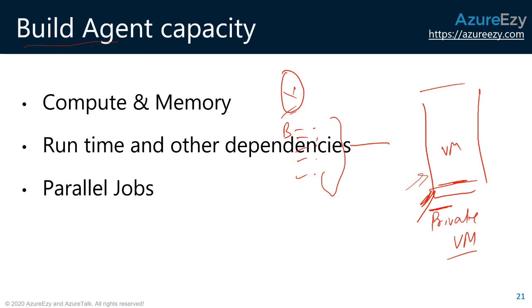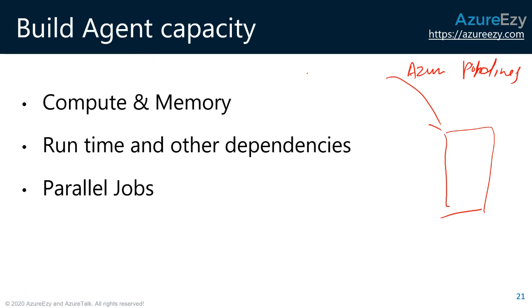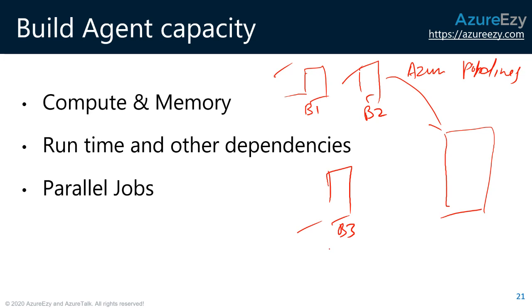Now the third thing which is very important is parallel jobs. What are parallel jobs? Suppose you are using this one VM, and it is linked to Azure pipelines. So this is your Azure pipelines. Now in Azure pipelines you might have different build definitions, like build one, build two, and another build 3. These are three different build definitions being used by different teams. This is .NET team, this is Java team, this is another .NET team.